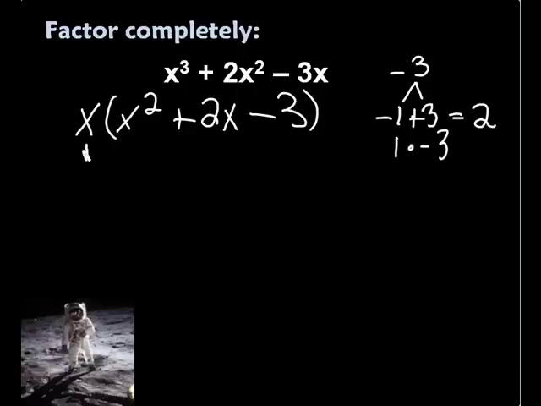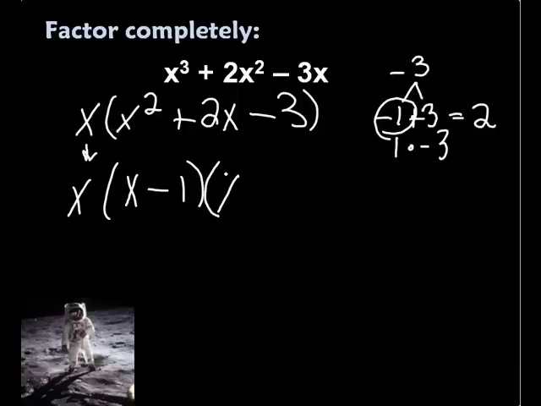I have to remember to bring this x down. And when I factor, I end up with x minus 1. I get the negative 1 or the minus 1 from right here, times x plus 3. And I get the positive 3 from this one. And you just factored it.